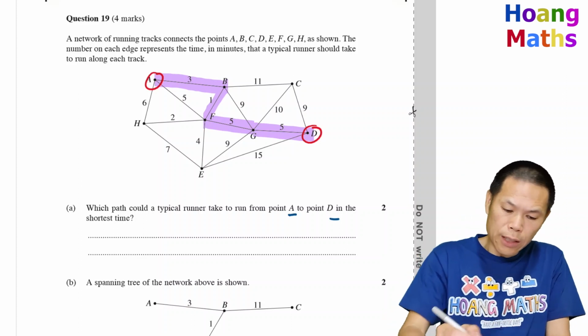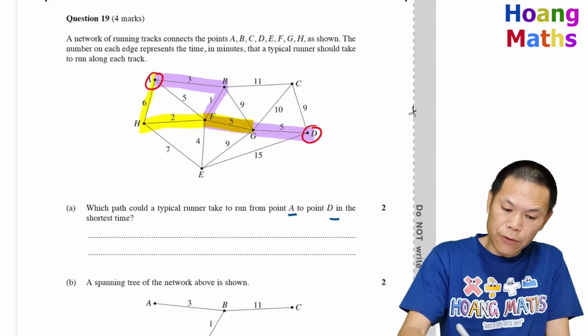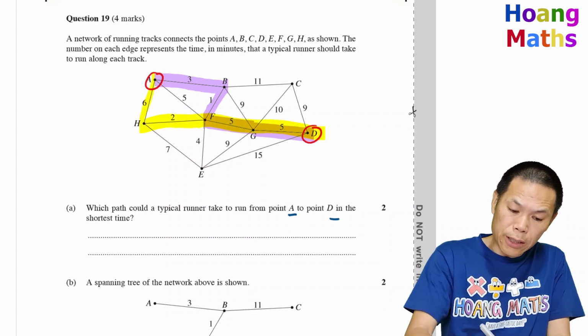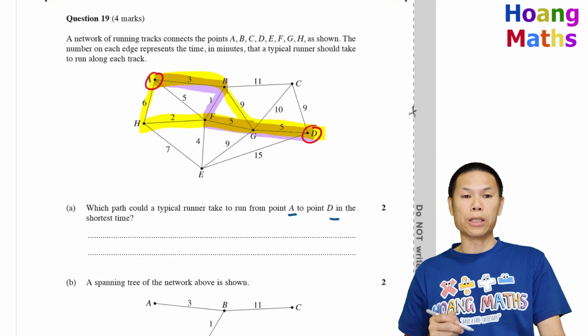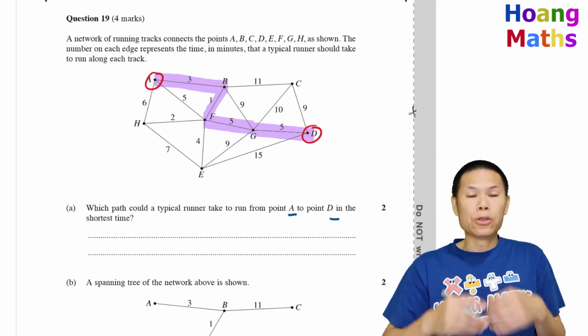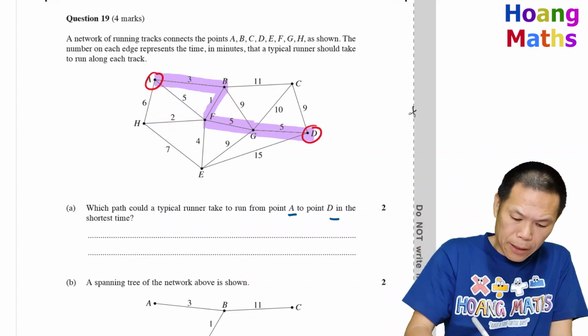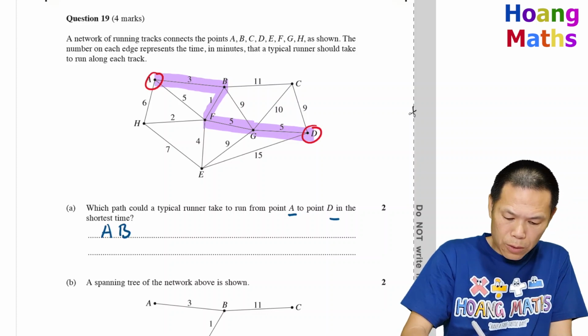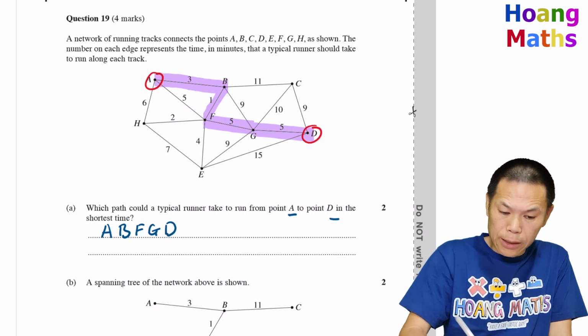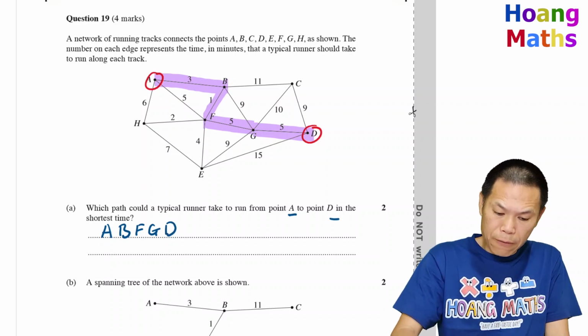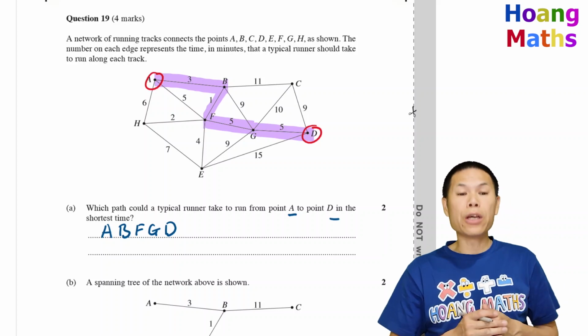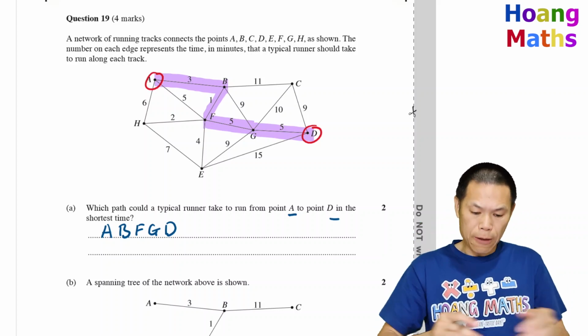It's quite obvious. If you try these different paths, the distance is not the shortest, okay? So keep that in mind. Therefore, the path is A to B to F to G and D. So A, B, F, G, D. That is the shortest path, okay?